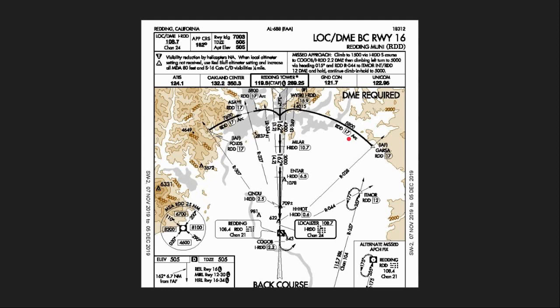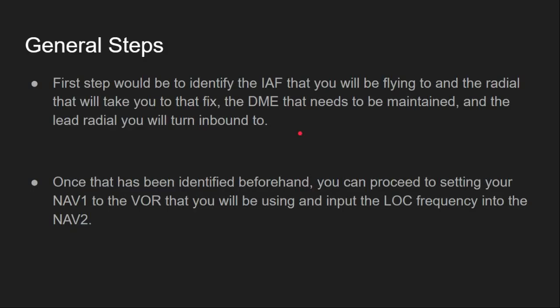And then the lead radial that you'll turn inbound to is right here. It says LR349 or LR334. Once the OBS reads one of these two numbers, you're going to go ahead and turn inbound to your final approach course. Once those things have been identified, you can proceed to set your nav1 to the VOR that you'll be using as your primary means of navigation, and your localizer frequency in nav2 as you switch from the arc to the actual approach.